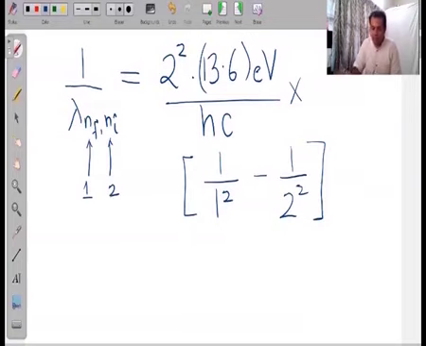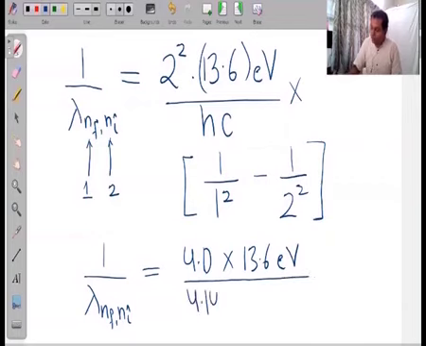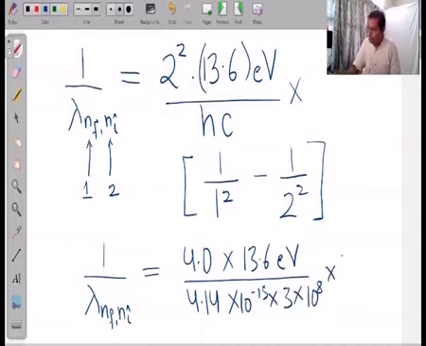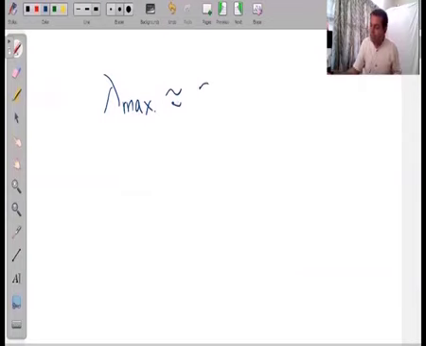With the quantities that are given to us, we can plug it in, and we will obtain 1 upon lambda NF Ni is equal to 4.0 into 13.6 eV upon 4.14 into 10 raised to minus 15 into 3 times 10 raised to 8 into 3 upon 4, and this will be meter inverse. And let's obtain the numerical value, which will be, sorry, the lambda maximum will be approximately 300 angstroms.